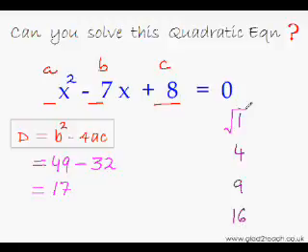Like square root of 1 is 1, square root of 4 is 2. See, it's an integer, not a fraction or some decimal. So 17 is definitely not a perfect square. That means you can easily say that this quadratic equation is a tricky one. Don't get deceived by its innocent looks.